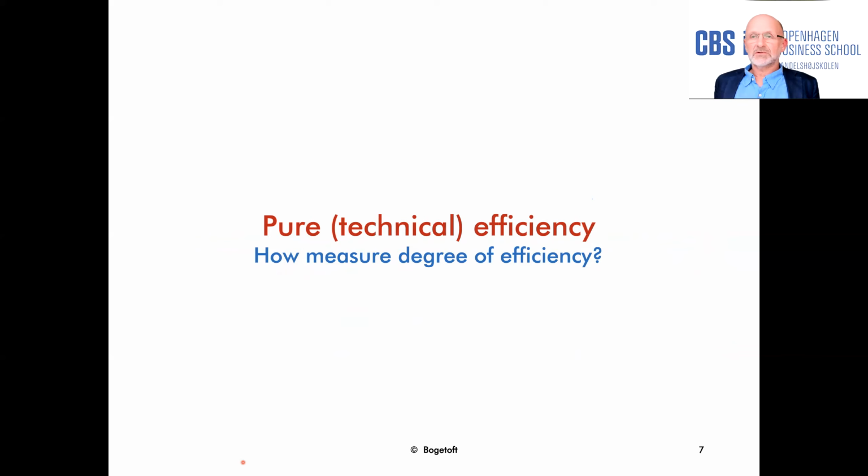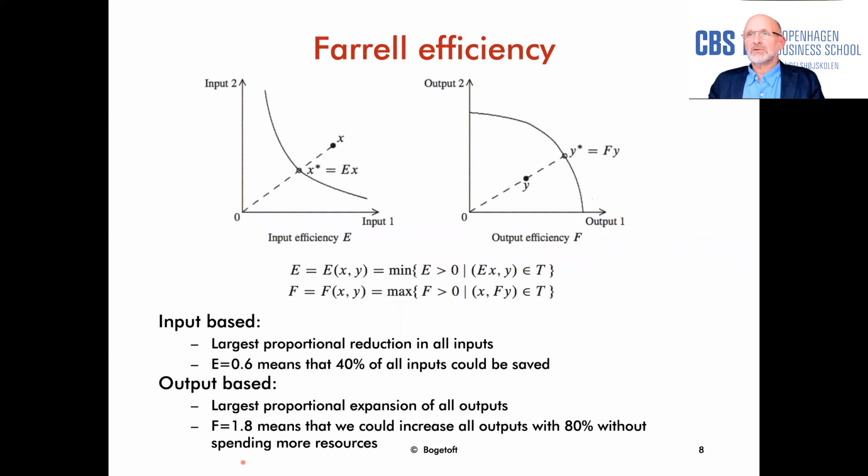Now let's try to measure it. Either you're efficient or you're not efficient in a Koopmans sense or Pareto sense. But maybe you're very close to a point on the frontier, and you might therefore ask, could we get a more detailed measure of the degree of efficiency, a degree of inefficiency? And that's what this next section is all about. So the single most important notion of efficiency in the benchmarking literature is this notion by the British statistician Farrell.